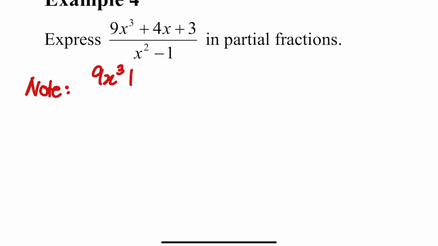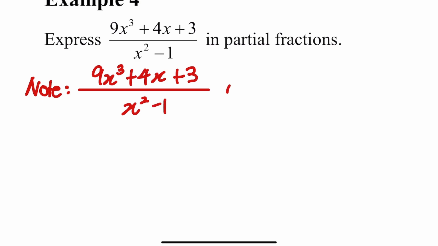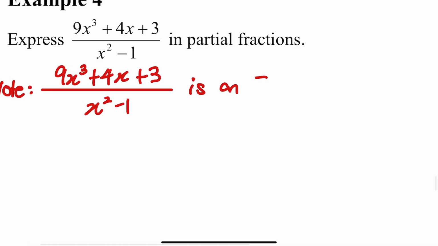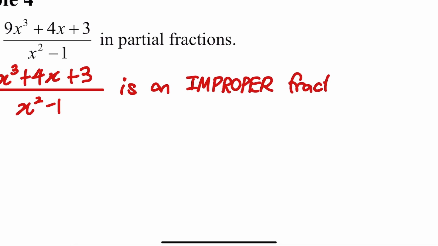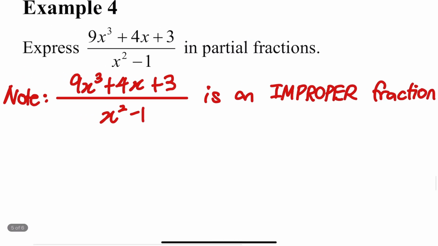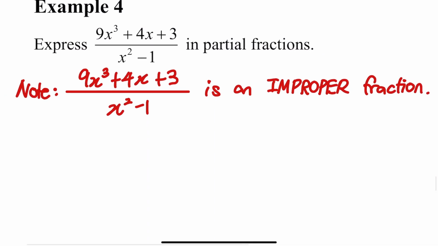So now I note that 9x cubed plus 4x plus 3, this whole thing divided by x squared minus 1, is an improper fraction. So what do I need to do now? I need to use my long division in order to get a proper fraction. So let's use our long division. I hope you still remember how to use long division.